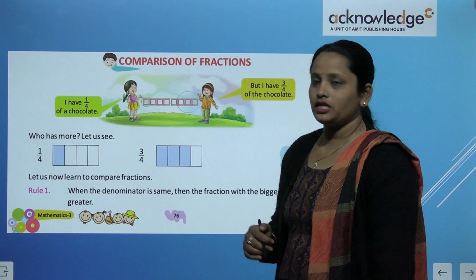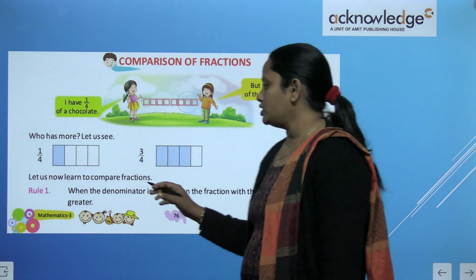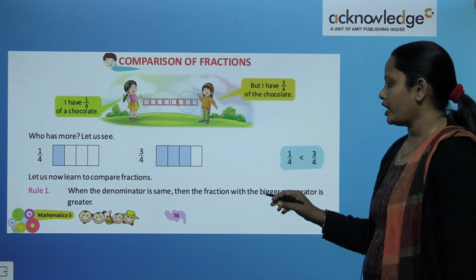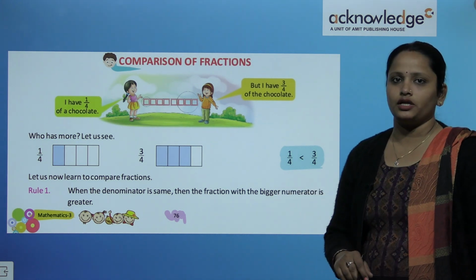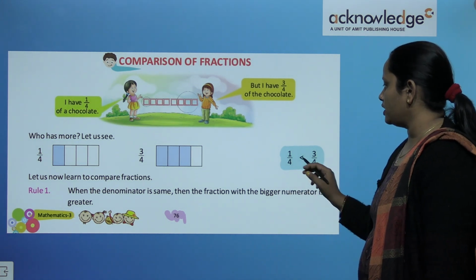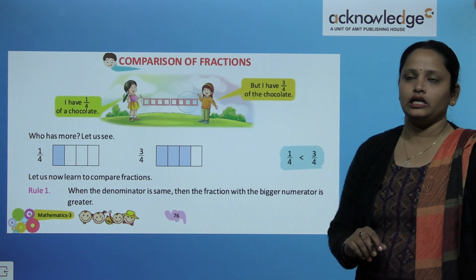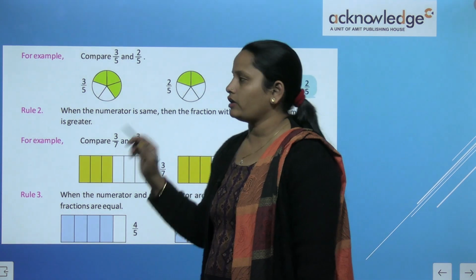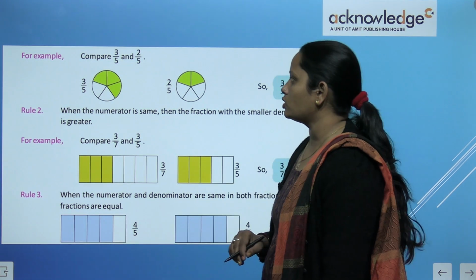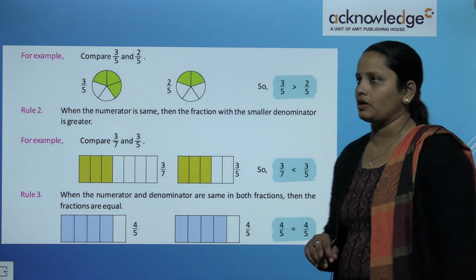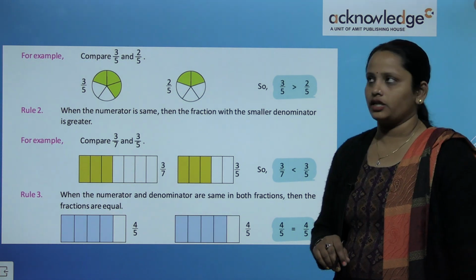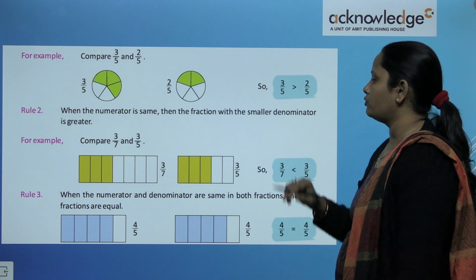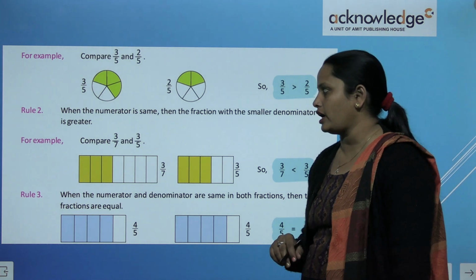Now let's see how we can compare when the denominator is same. जब दोनों के denominator same हों, the fraction with the bigger numerator is greater. जिसका भी numerator बड़ा होगा वो greater कहलाएगा. For example 3/5 and 2/5. अब इन दोनों के denominator क्या हैं? 5, same है. तो हम ऊपर के numerator check करते हैं. So 3 और 2 कौन सा बड़ा है? 3. So 3/5 is greater than 2/5.